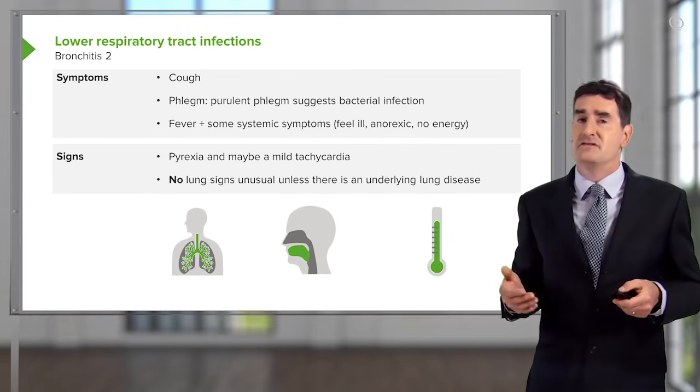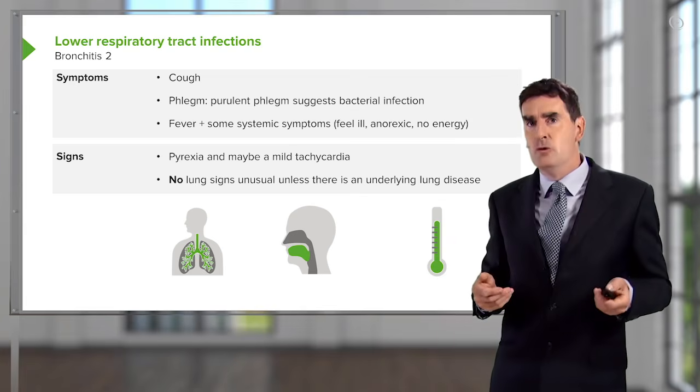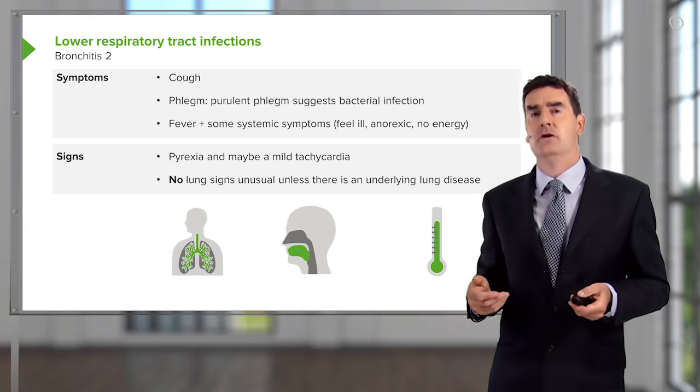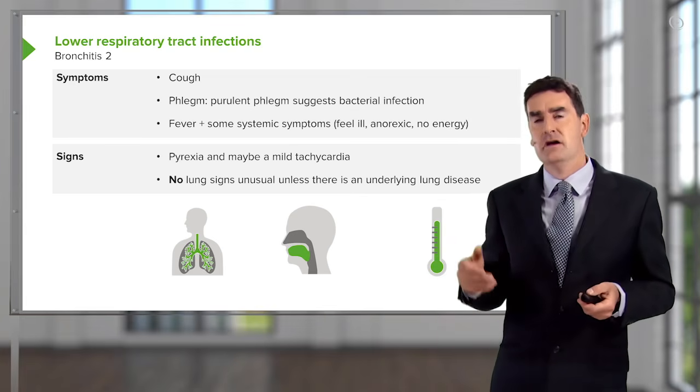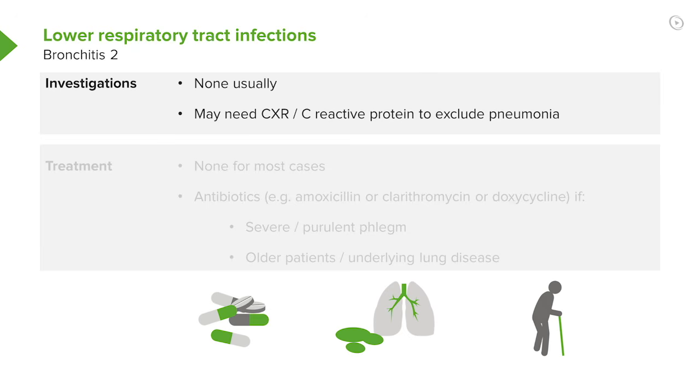And when you examine the patient, there aren't many signs. Pyrexia, maybe a little bit of tachycardia, but there will not be much in the way of lung signs, not unless there's an underlying lung disease. Because tracheobronchitis itself hasn't reached the alveoli, you're not going to hear it when you listen to the lungs. And as with upper respiratory tract infection, most patients don't need any investigations.